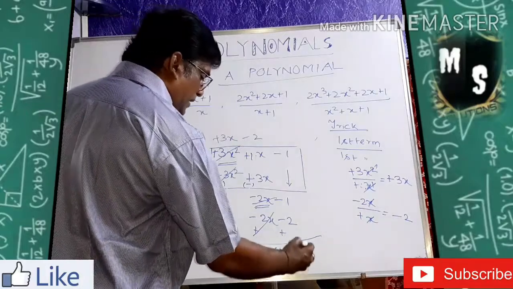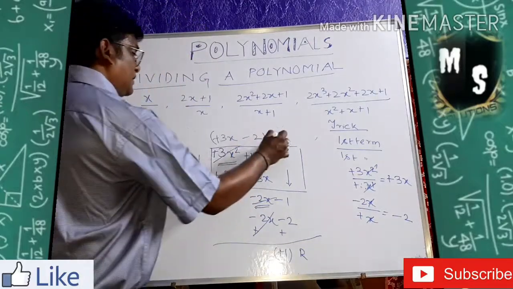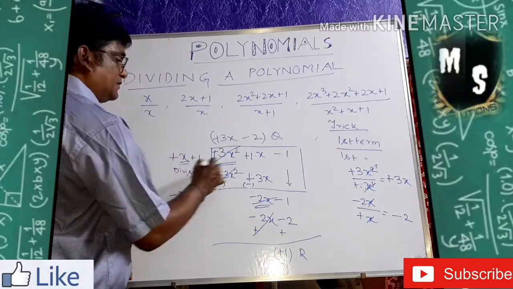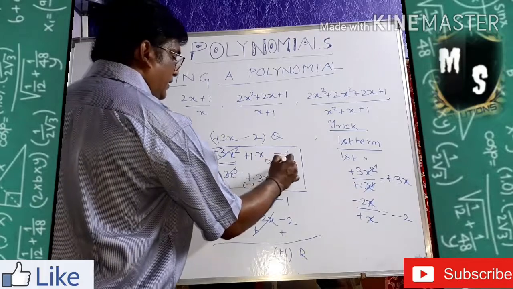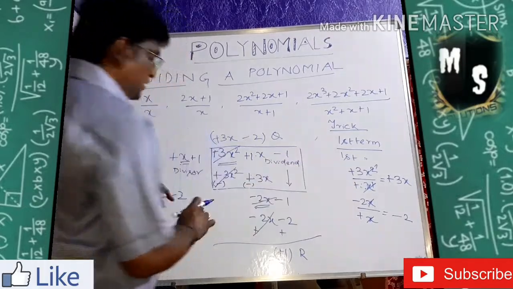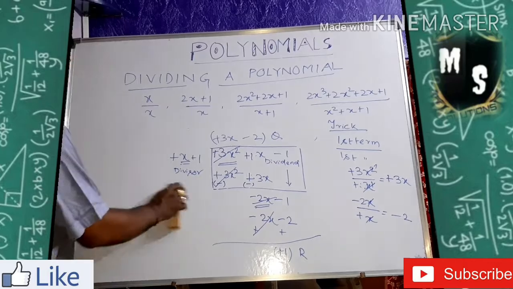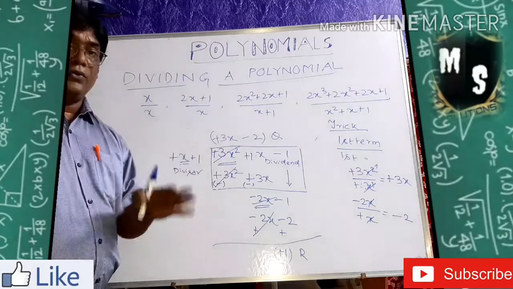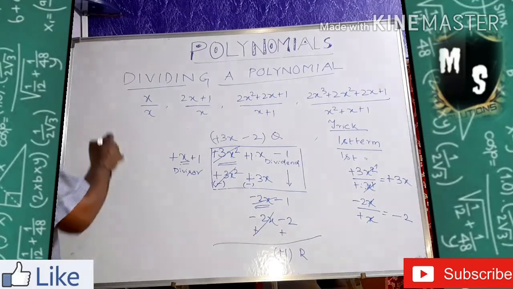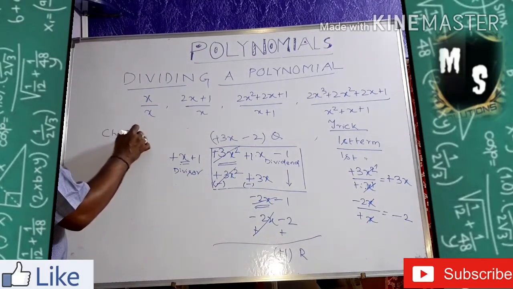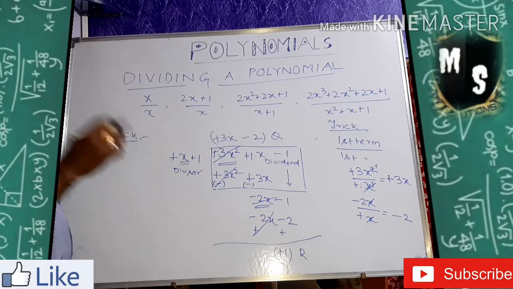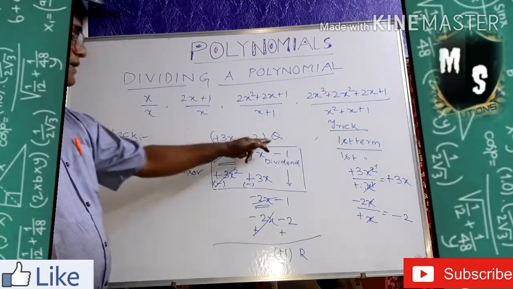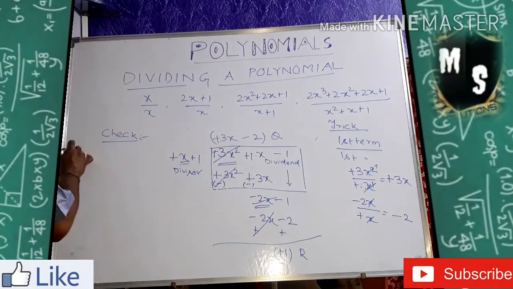This plus 1 is the remainder, and this much is called the quotient, and this is called the divisor. This is the divisor, and this is called the dividend. So after doing this sum, you have to know whether my sum is right or wrong. How will you know? That is called the check. Check your answer. The check you did in the 4th and 5th class. That is dividend is equal to divisor into quotient plus remainder. That one is the check for you.